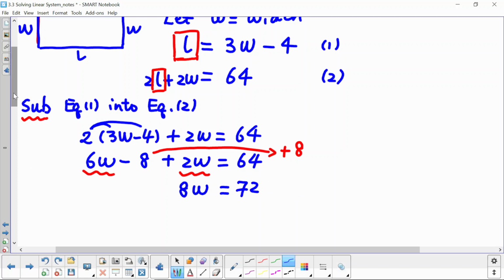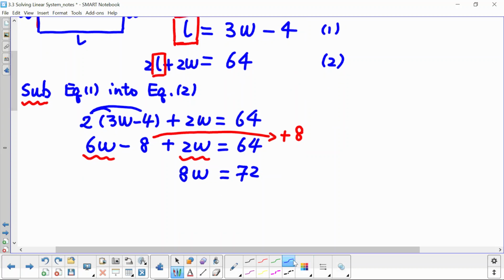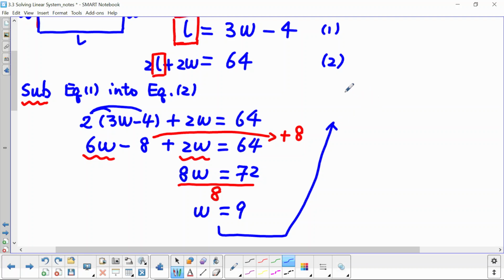In order to solve for the W, we are going to move the 8 to other side. Then we do the division. 8 divided by 8 is 1. 1W equals 72 divided by 8 give you 9. Then we know that the width is 9. We are going to solve for the length. We do another sum.